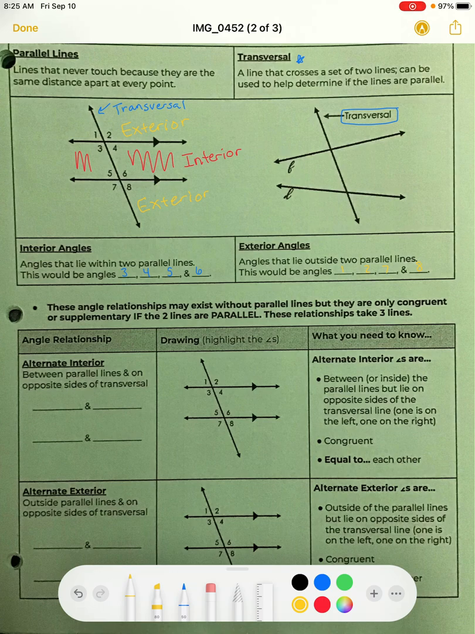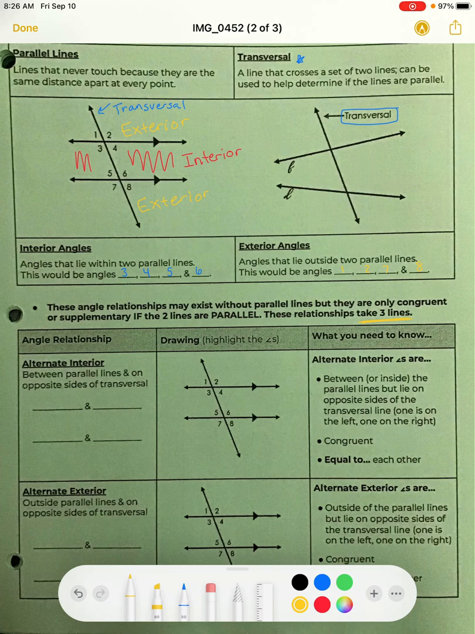So these angle relationships may exist without parallel lines, but they only create congruent or supplementary angles if the two lines are parallel. The relation takes 3 lines, okay? So before, we didn't have to have 3 lines in the picture. You only have to have 2. These angle relationships require 3 lines.